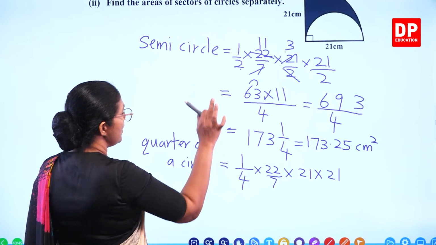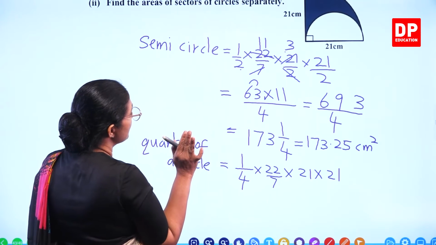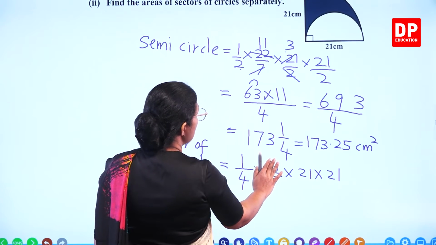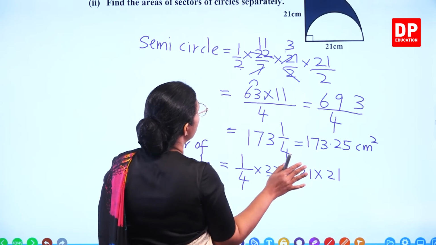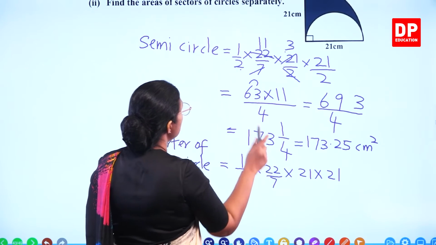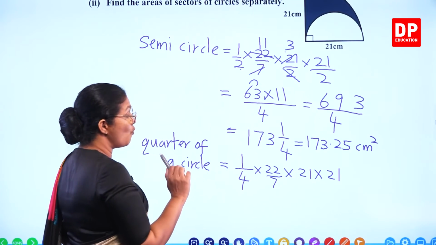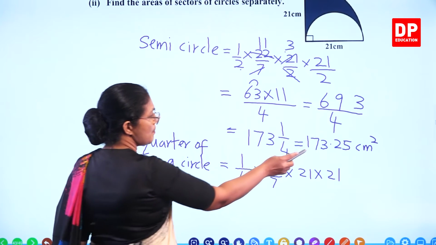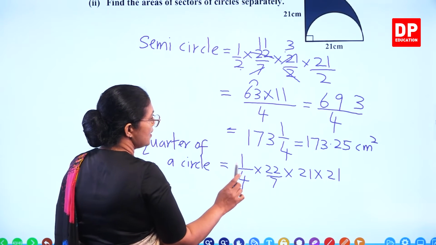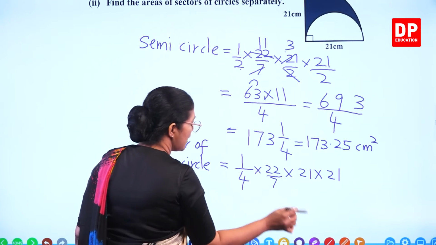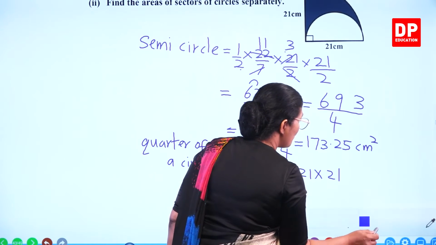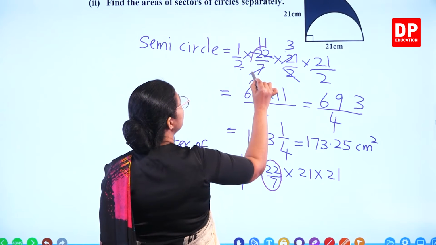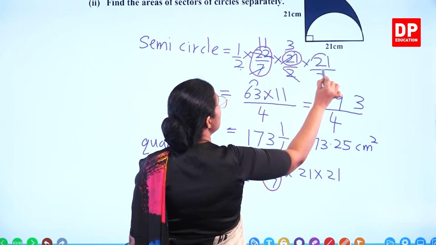So when you look at the previous answer, what's the difference? 22 over 7 is there. 21 is there. Another 21. So extra is here 2 times 2 times 2, but this is 1/4. So that means you have to multiply this answer by 2. That's the difference. Again I'll show you how you get that. You don't need to multiply again. 22 over 7 is there. 21 is there.